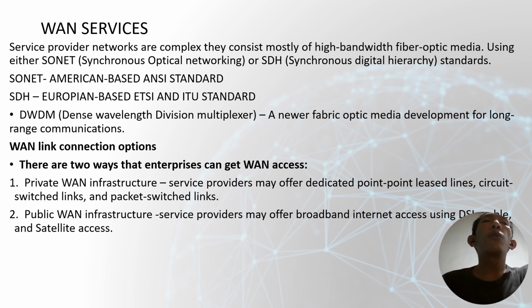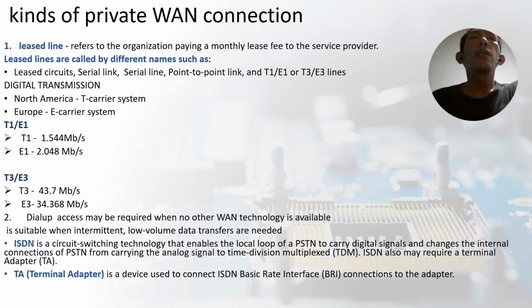Link connection options. There are two ways that enterprises can get WAN access. First is the private WAN infrastructure. The service provider may offer dedicated point-to-point leased lines, circuit switch links, and packet switch links. Second is the public WAN infrastructure. The service provider may offer broadband internet access using DSL, cable, and satellite access.